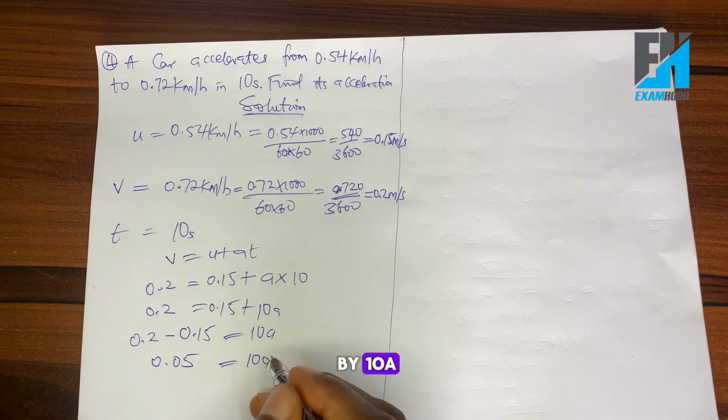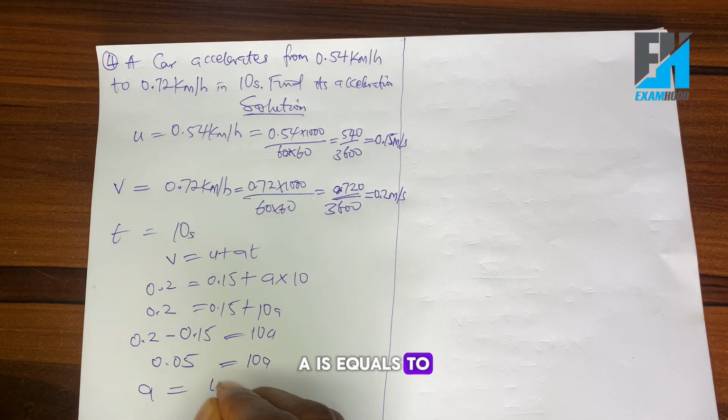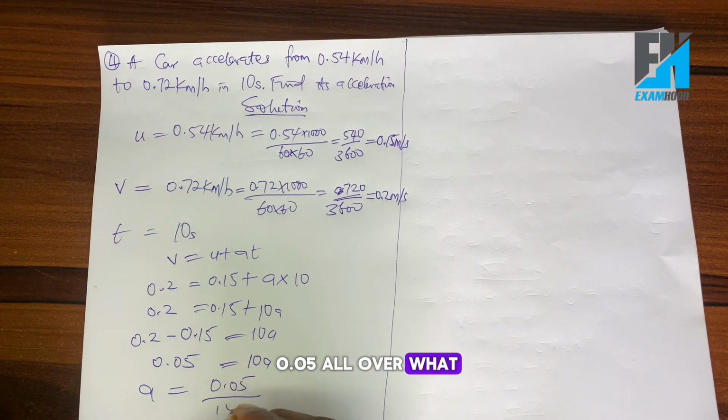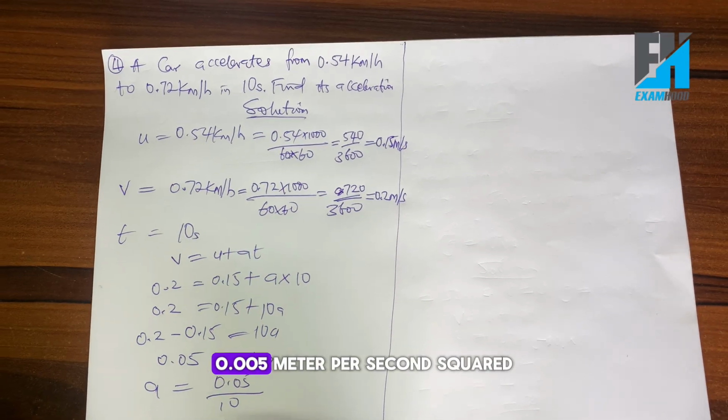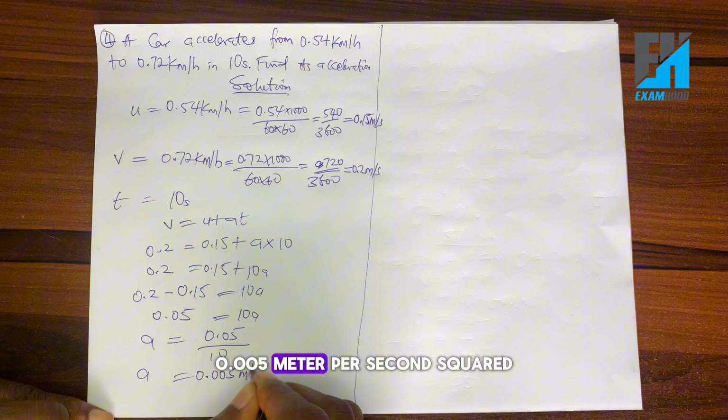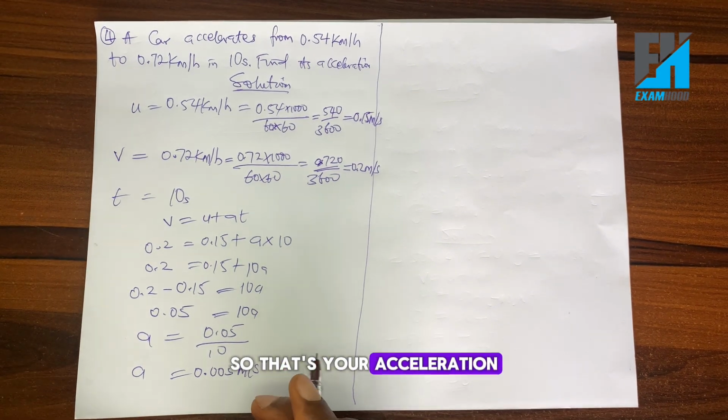Divide both sides by 10. A is equal to 0.05 all over 10. And a will give you 0.005 meter per second square. So that's your acceleration. That's your final answer.